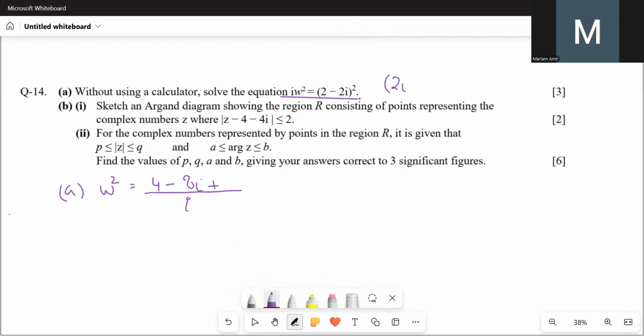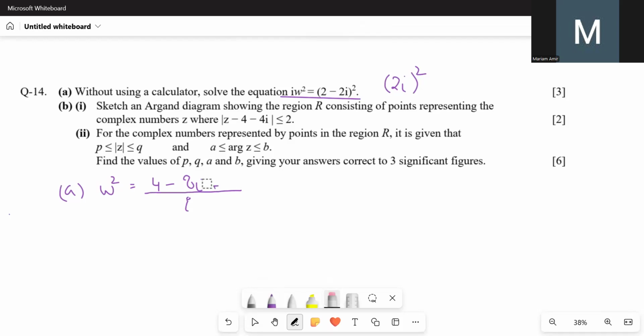So it's going to be 2 iota whole square, which is going to be negative 4. So we write negative 4 here. So we get just negative 8 here after cancellation. And now we square root both sides, plus minus square root of minus 8. This gives us plus minus square root of 8.